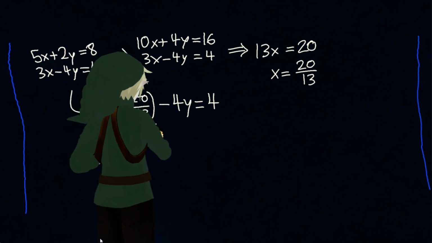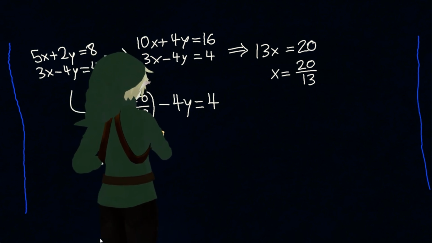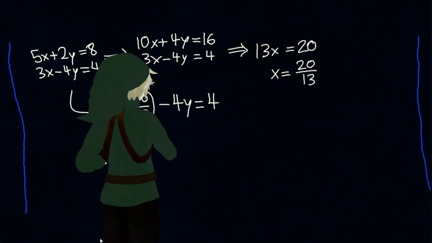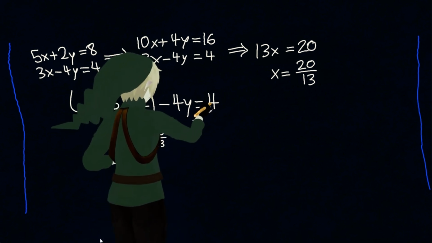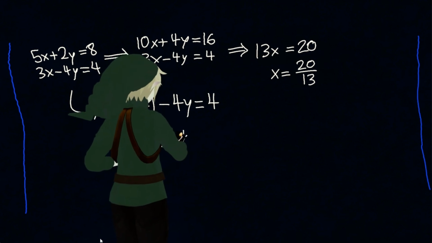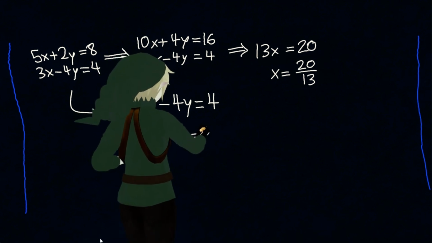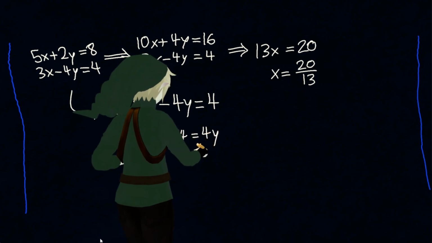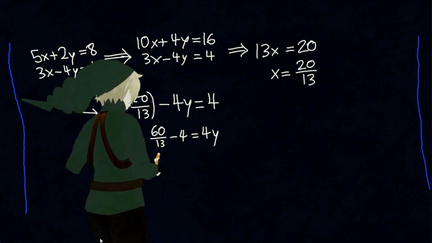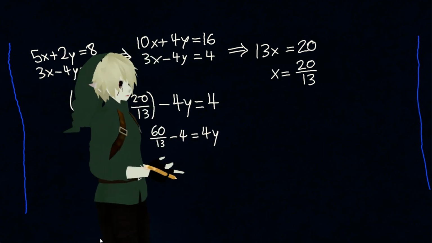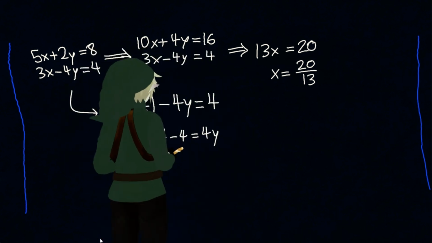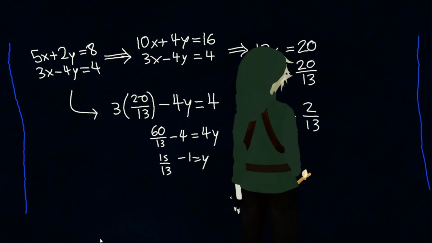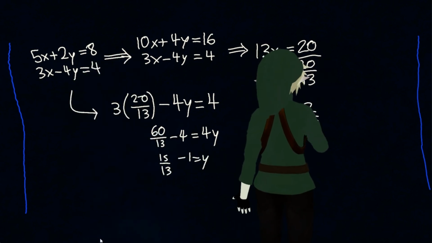So we have, oh god, that was a big lag. 60 over 13 minus 4, which equals 4y. You can use a calculator. I'll let you use a calculator. I do not have a calculator with me, so I'm just going to solve this by hand. 2 over 13. So this is my answer.